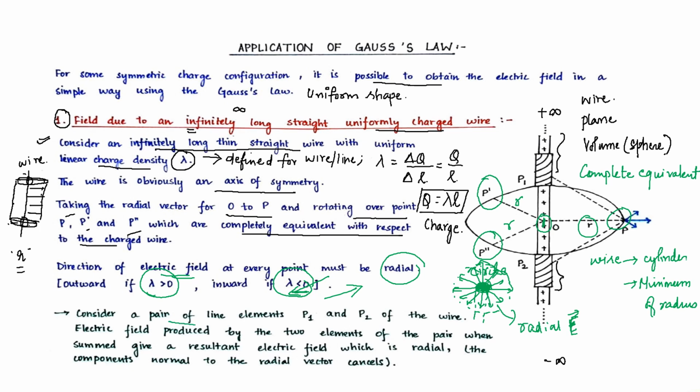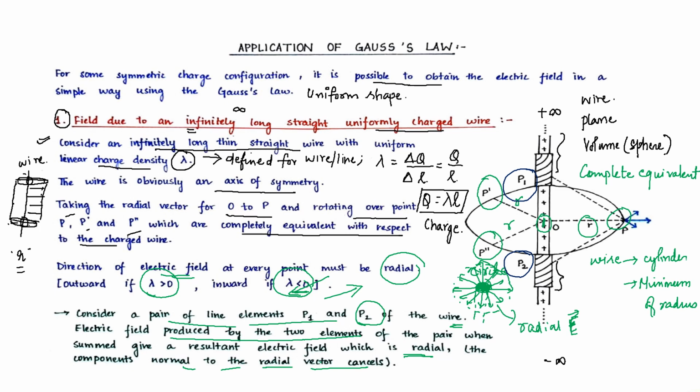Consider a pair of line elements P1, P2 of the wire. The electric fields produced by the two elements of the pair, when summed, give a resultant electric field which is radial. The components normal to the radial vector cancel out. What the statement suggests is that we have to consider line elements P1 and P2. See the diagram here. This one is P1 and this one is P2.